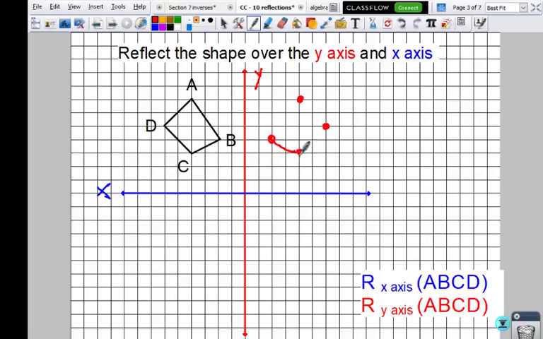So I'm going to connect these dots like that. And I did a terrible job connecting them, that's fine. And I also am going to label these. And remember, after you do a transformation, the first one you do, you call it A prime or B prime or whatever corner you're at. You add the little apostrophe to make it prime.